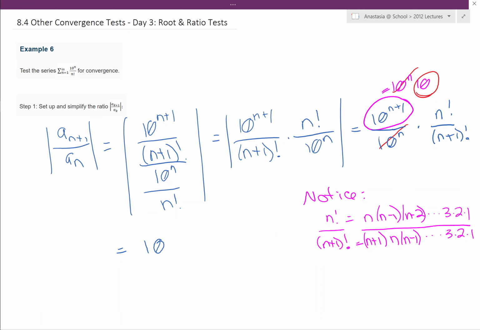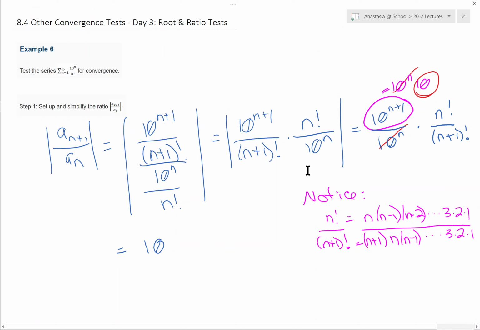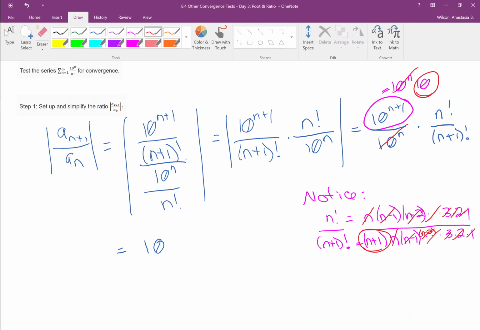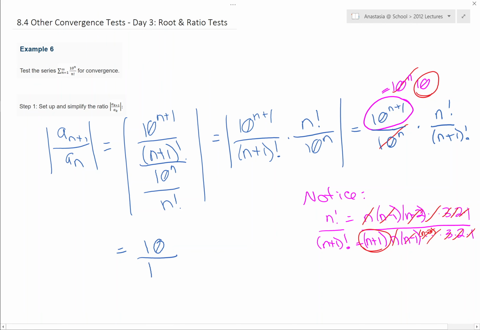Well, if you will notice, we have a lot of common factors between the numerator and the denominator. N is in both the numerator and the denominator. N minus 1 is in both. If we had written this out here, we would have had an n minus 2, which would cancel out there, the 1, the 2, the 3, and we can kind of assume that all these dots cancel out as well. So if you'll notice, all we're left with is an n plus 1 in the denominator. So we will take that then and divide 10 by n plus 1. So this is the simplest form of our ratio, which completes step 1.